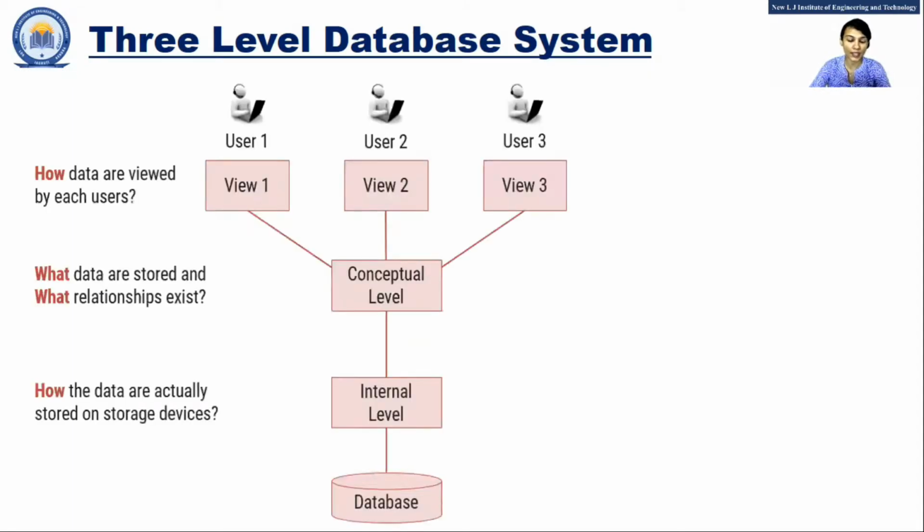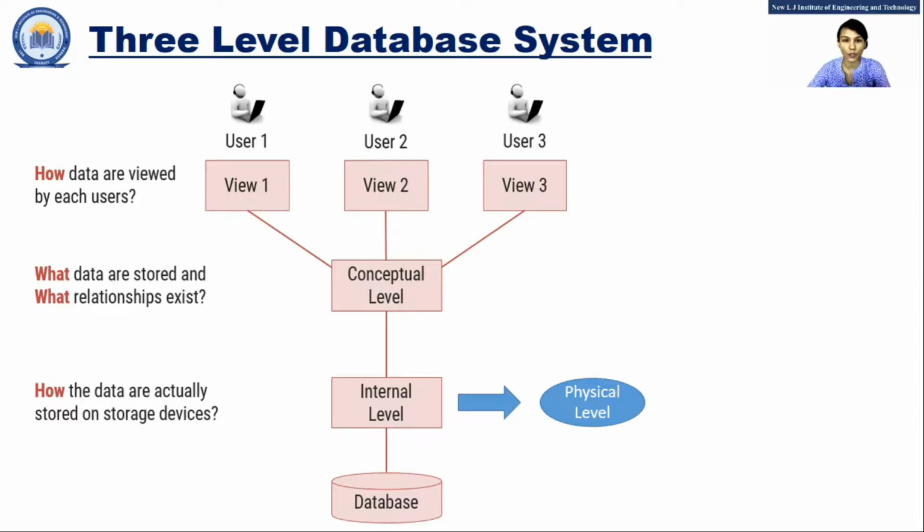As you can see, we first have the internal level, which is also known as the physical level. The physical level takes care of how the data is actually stored on the storage device and what the location of your database will be. Suppose you have 10 tables, then what will be the location of those 10 tables.